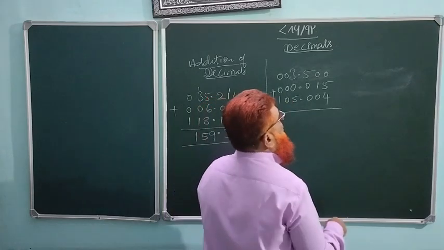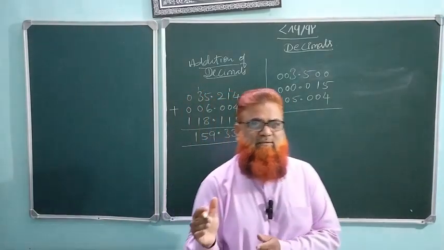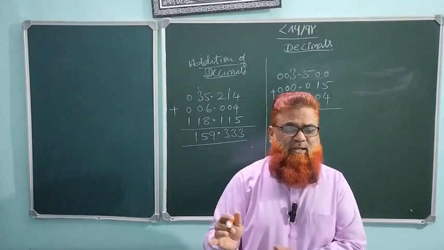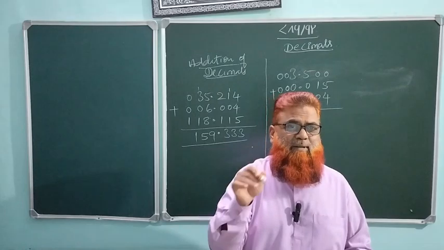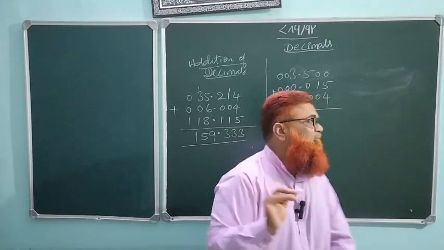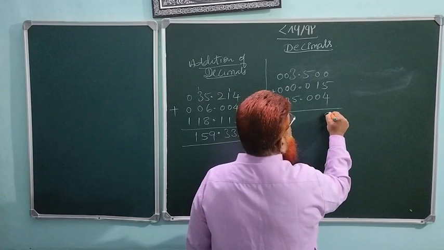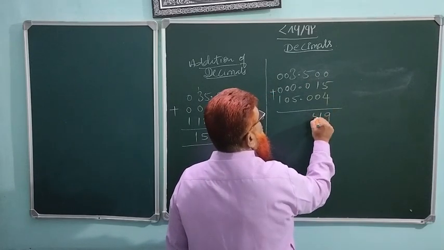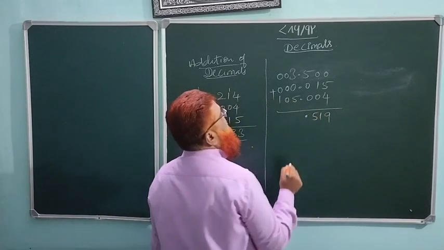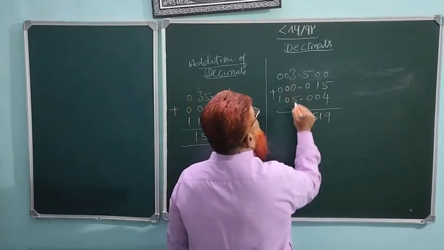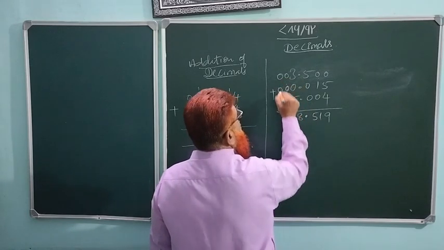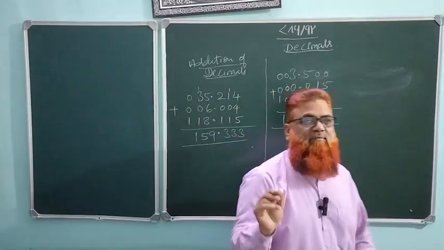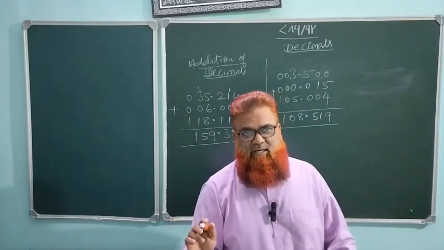Now you can directly carry out the addition, because every respective place value and position is filled. Whichever values are there, it's okay. If the values are not there, that place will be considered as 0. Now you add 5 plus 4, it is 9. 0 plus 1 plus 0 is 1, and 5 plus 0 plus 0 is 5. Now the decimal part addition is over. 3 plus 5 is 8, 0, 0, 0 is 0, and 0, 0 plus 1 is 1. 108.519. This is the addition.